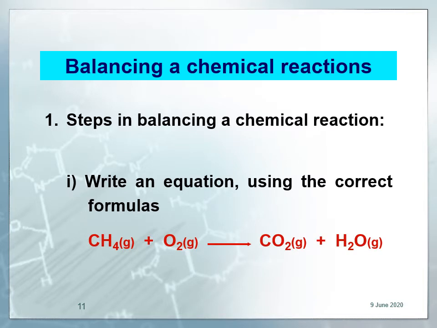Okay, now we know that every chemical equation must be balanced. Here are the steps on how to balance the equation. Number 1, write an equation, using the correct formulas. As the first step, we need to write the equation using the correct formula for both sides. In the equation, there is CH4 plus O2, to form CO2 plus H2O.